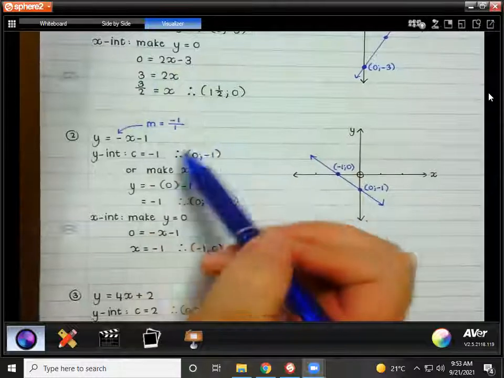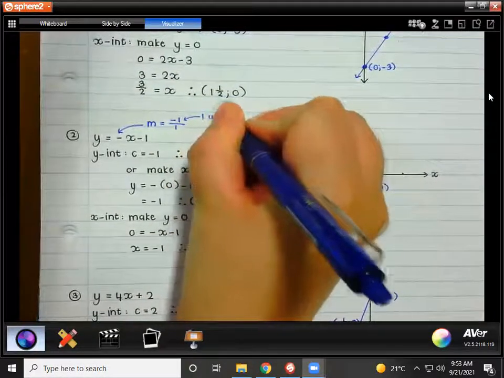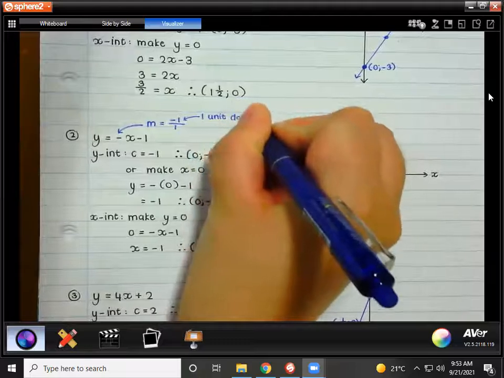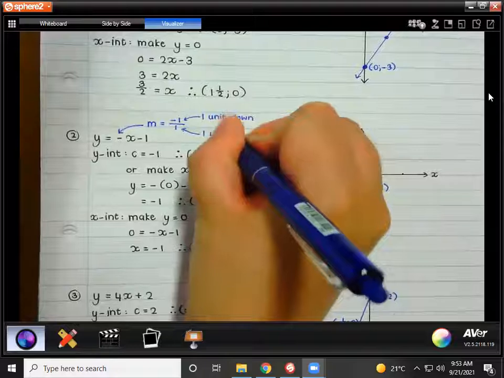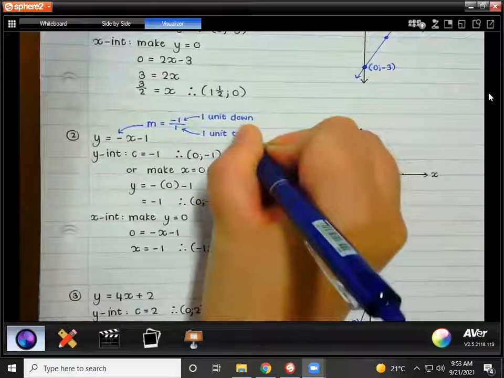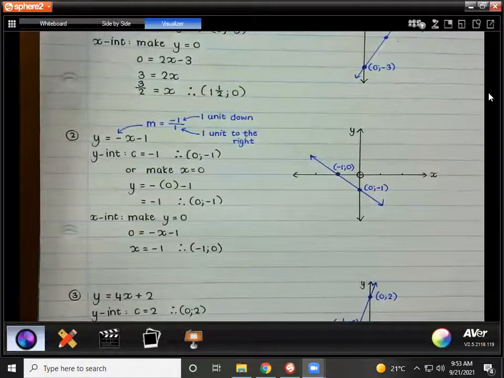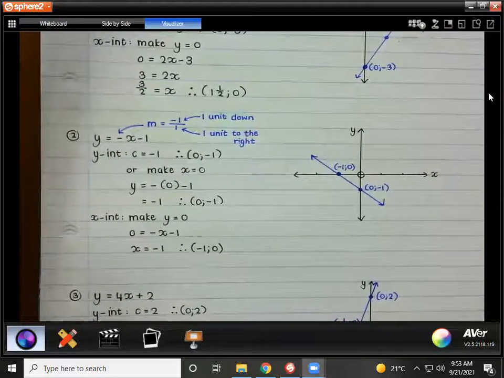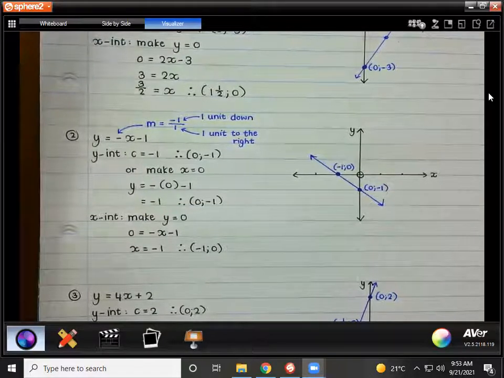Now guys, what this is saying is that for every 1 unit down, because it's -1 now, my graph will move 1 unit to the right. And that should then give me another point on the line. It might not be the points that I've plotted, but it will be a point on the line. So -1 is the same as -1 over 1. I'm just writing it as a fraction so that it fits my formula for gradient. Okay, but it was actually just -1.